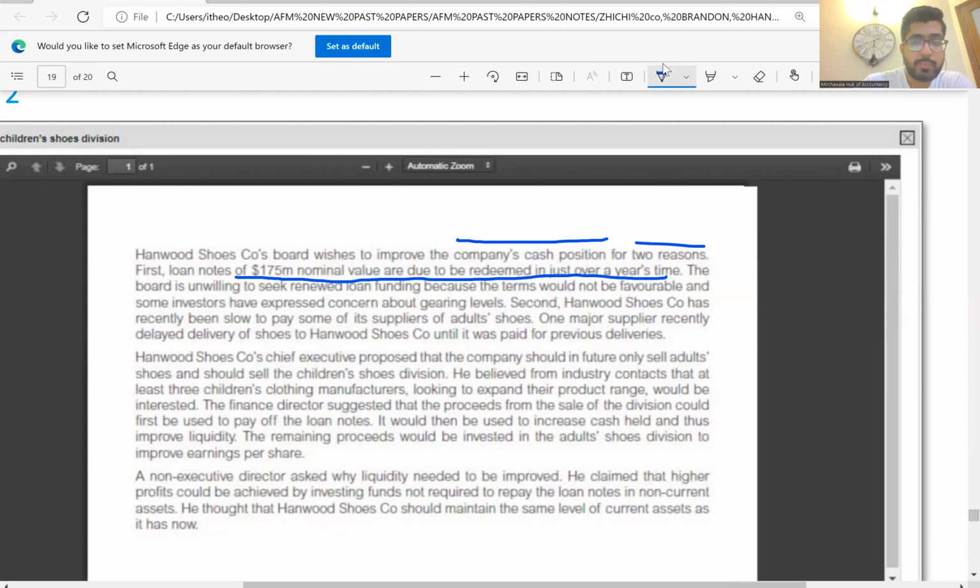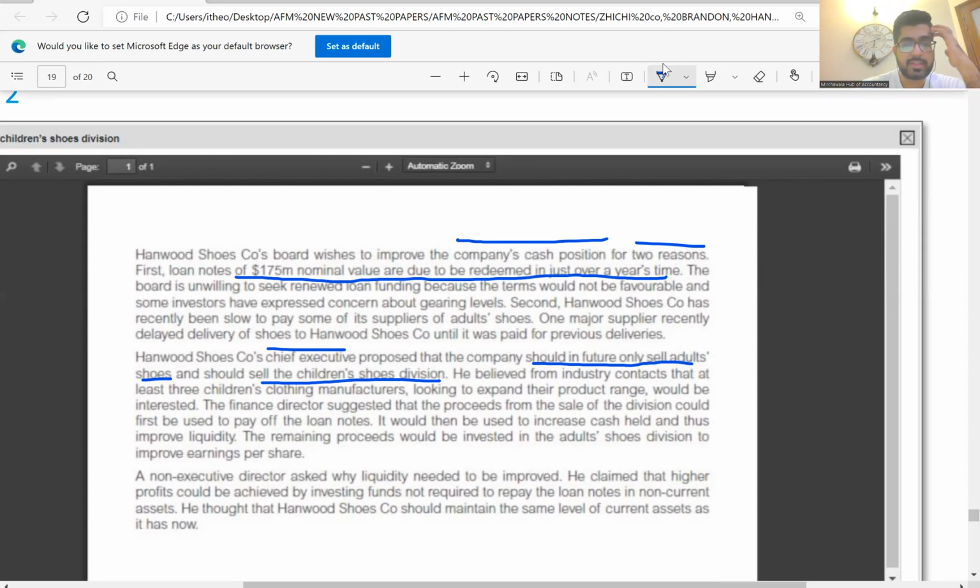Hanwood Shoes CEO proposed that the company should in future only sell adult shoes and should sell the children's shoes division. So the CEO, the very powerful person, is suggesting that we should only sell adult shoes and sell the children's shoes division. He believed from industry contacts that at least 3 children's clothing manufacturers looking to expand their product range would be interested. So from his contacts, he knows that 3 people would be interested.